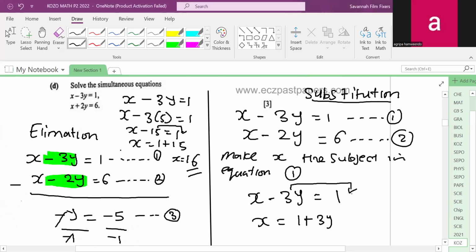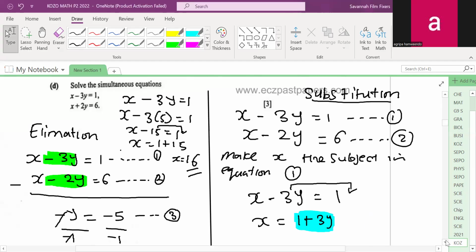This has just crossed the equal sign. So x is alone here. Are you seeing that? Yes, I have now. So where there is x in equation 2, we're going to substitute it with 1 plus 3y.